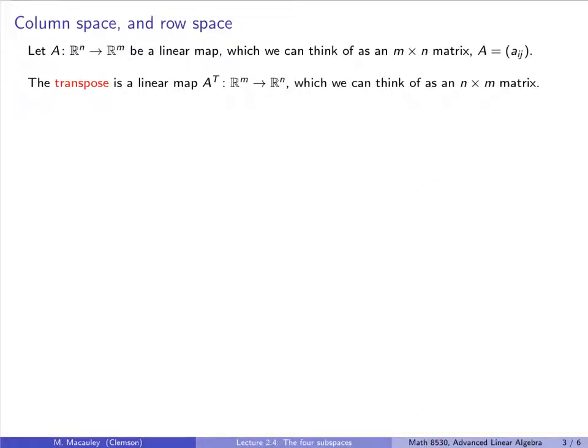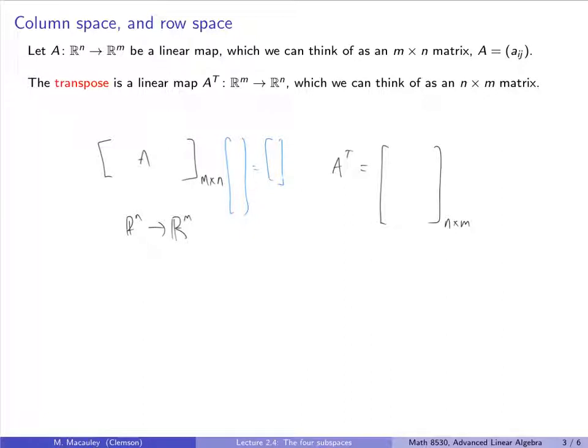The transpose of A is a linear map from Rm to Rn, and we can think of this as an n by m matrix. Now, I haven't defined transpose, but again, this is one of those things that you should have seen in undergraduate linear algebra. If this is A, which is m by n, then A transpose is what you get by swapping rows and columns. So it will look like this. It'll be n times m. Now, this is a map from Rn to Rm, because again, you take an n vector and you get an m vector.